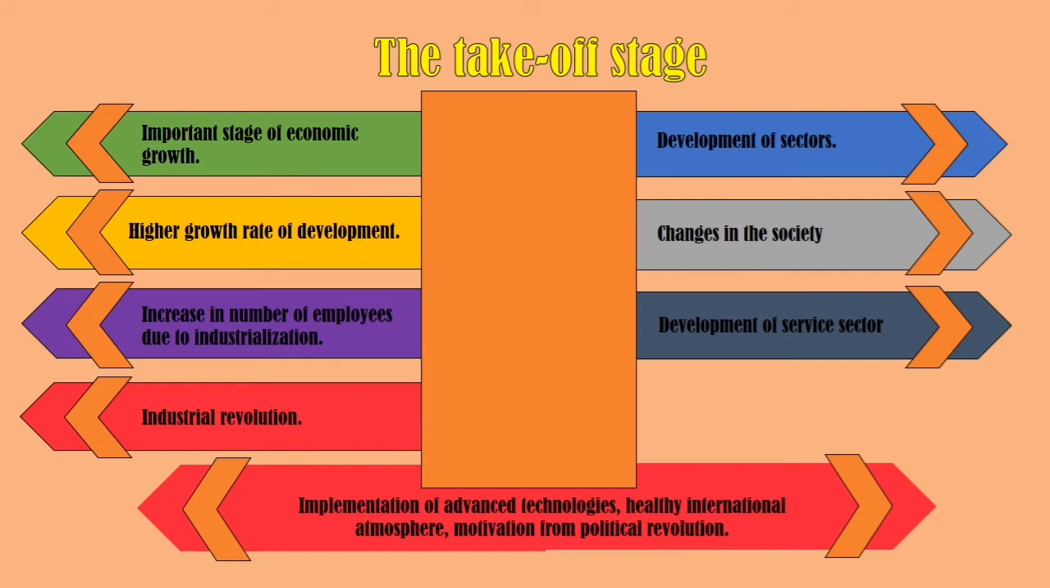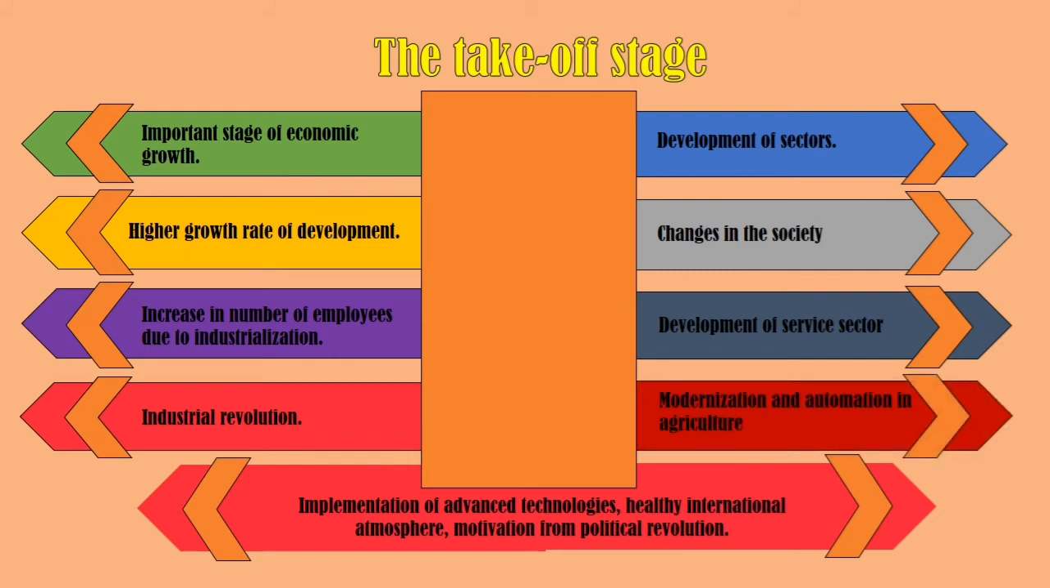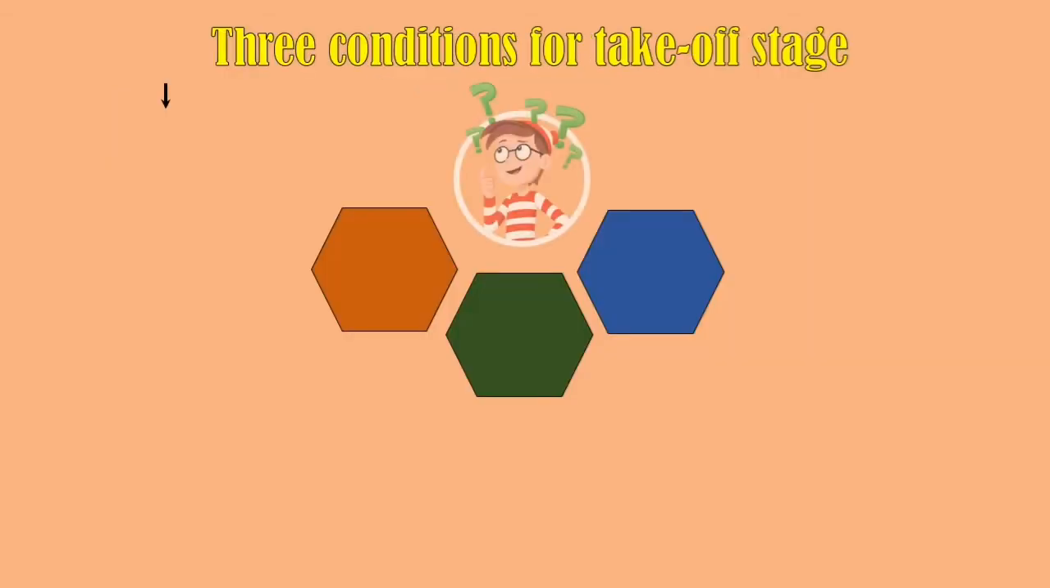Basic changes in production were observed, as well as modernization and automation in agriculture. There was the use of modern technology covering all crops, and because of that, there was a lower dependency on agriculture. So there are three observable conditions for the take-off stage.